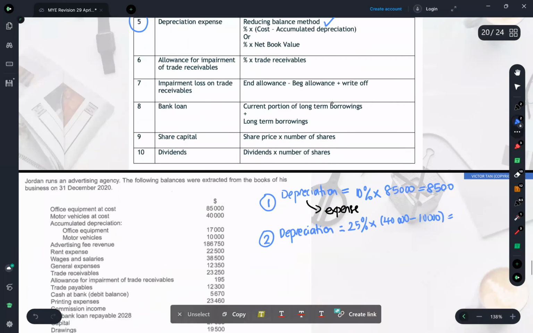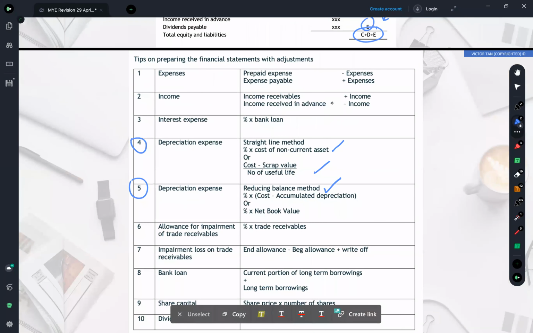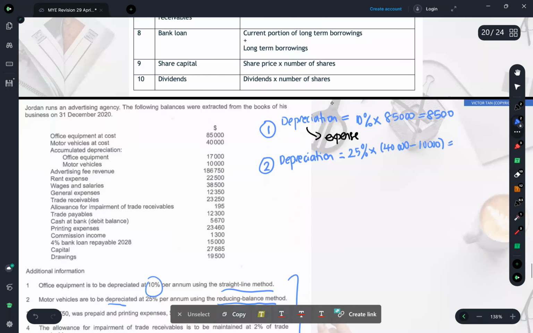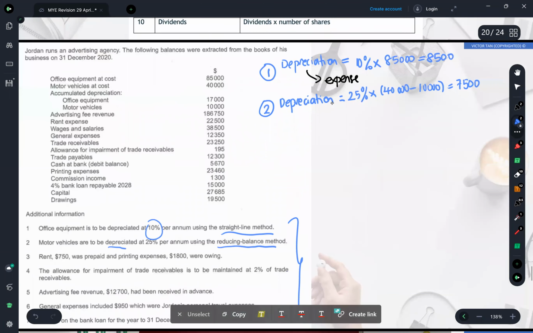You see, these notes, right? It's not inside the textbook. It's not anywhere. I created the notes so that my students' learning can be much easier. So I calculate 25% times 30,000, 7,500. So I finish 1, I finish 2.